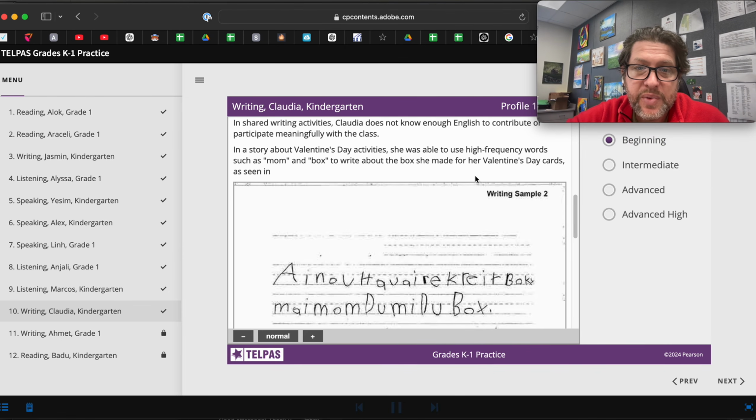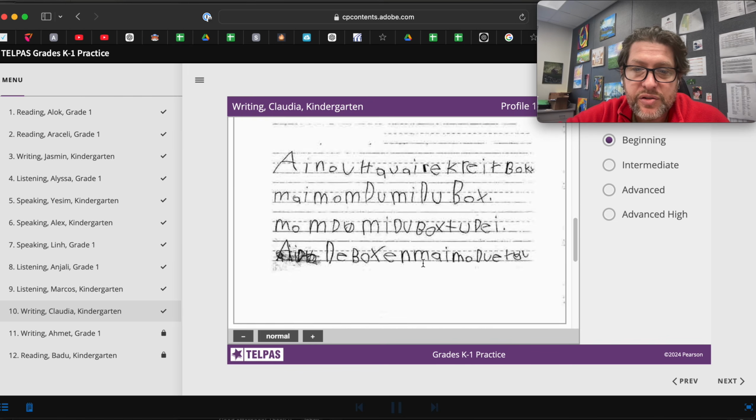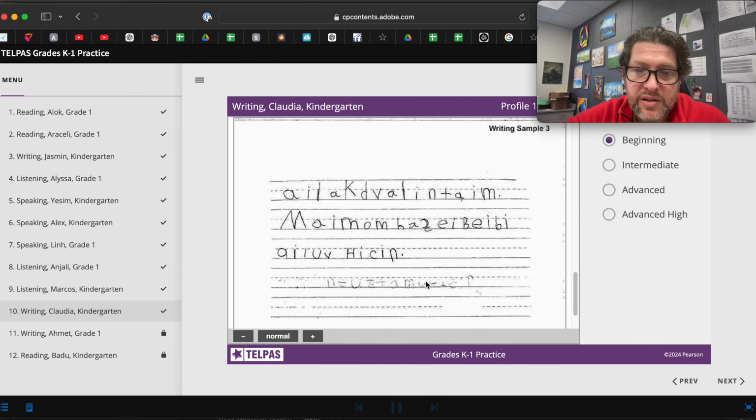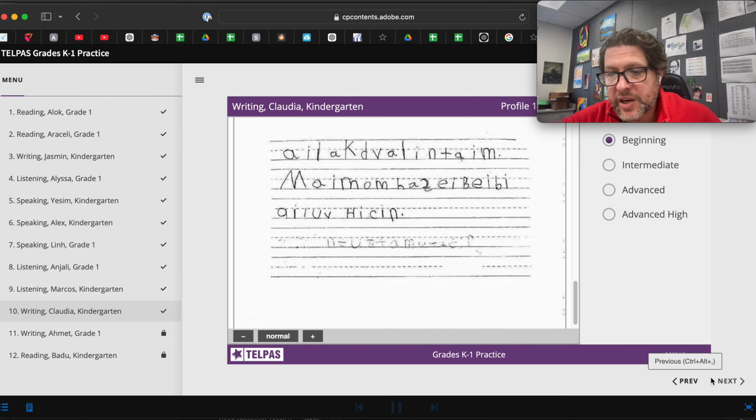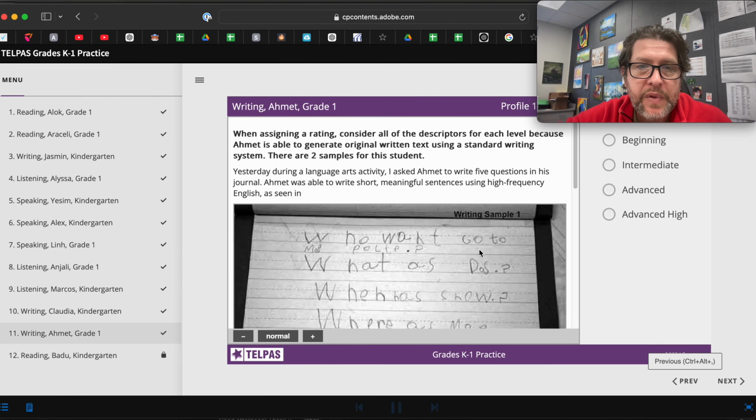I already know. It's beginning, okay? And you can tell it's just letter strings. So if you see letter strings like this, it's going to be beginning. Easy one. All right, grade 1.